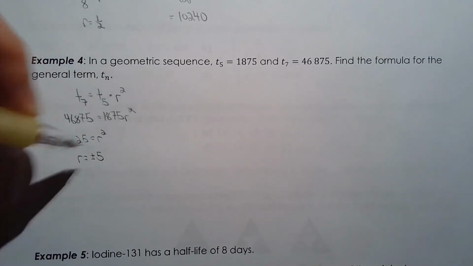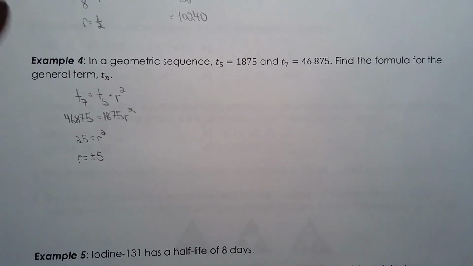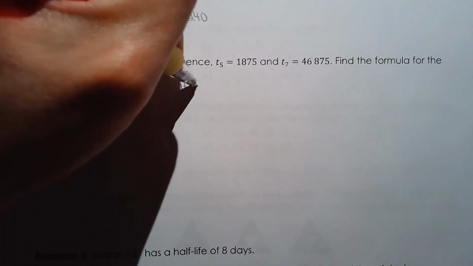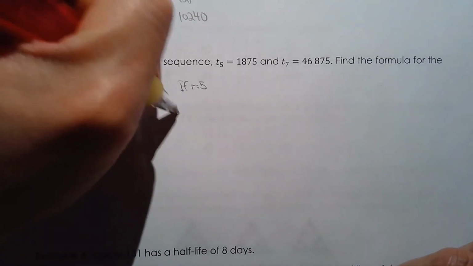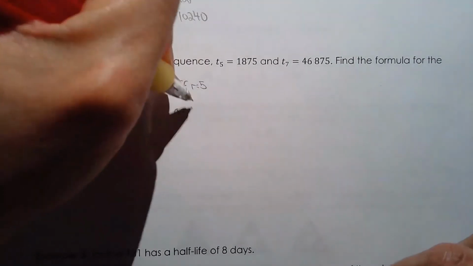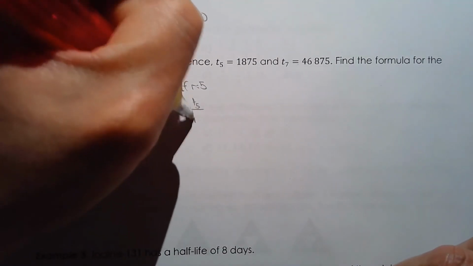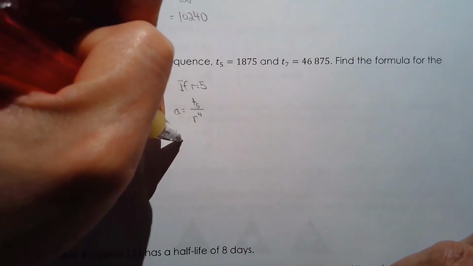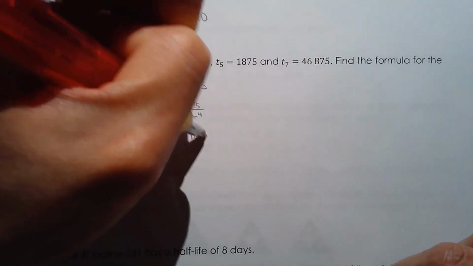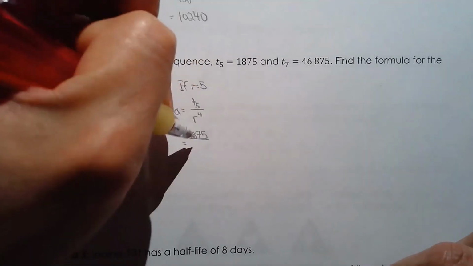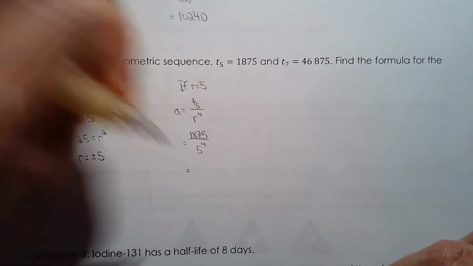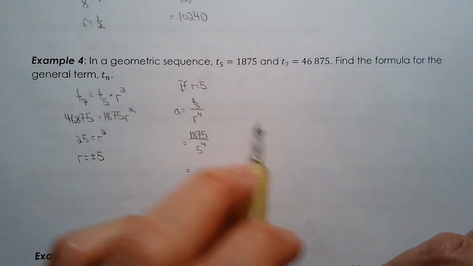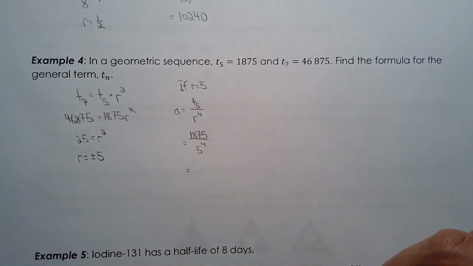So that changes things quite a bit, because if R equals 5, then we can solve for A. A is equal to, let's say the fifth term divided by the common ratio 4 times. So the fifth term is 1875 divided by 5 to the power of 4. You know what? Either way, you're gonna get the same thing. I'll tell you how I know, but I'll do the math. It's 5 to the 4 or 625.